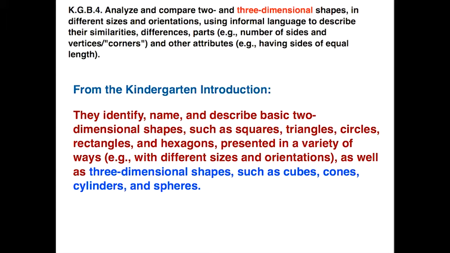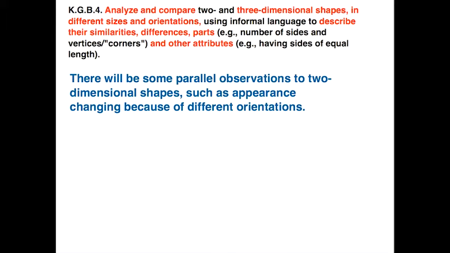From the kindergarten introduction, the 3-dimensional shapes included cubes, cones, cylinders, and spheres. There will be some parallel observations to 2-dimensional shapes, such as appearance changing because of different orientations. So some of the things that we've talked about with 2-dimensional figures are going to apply to 3-dimensional figures as well.